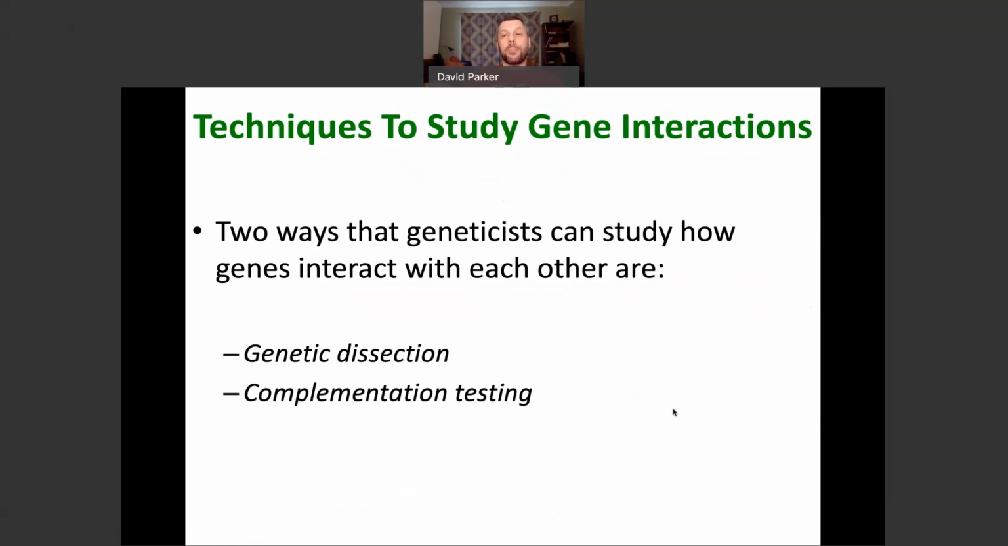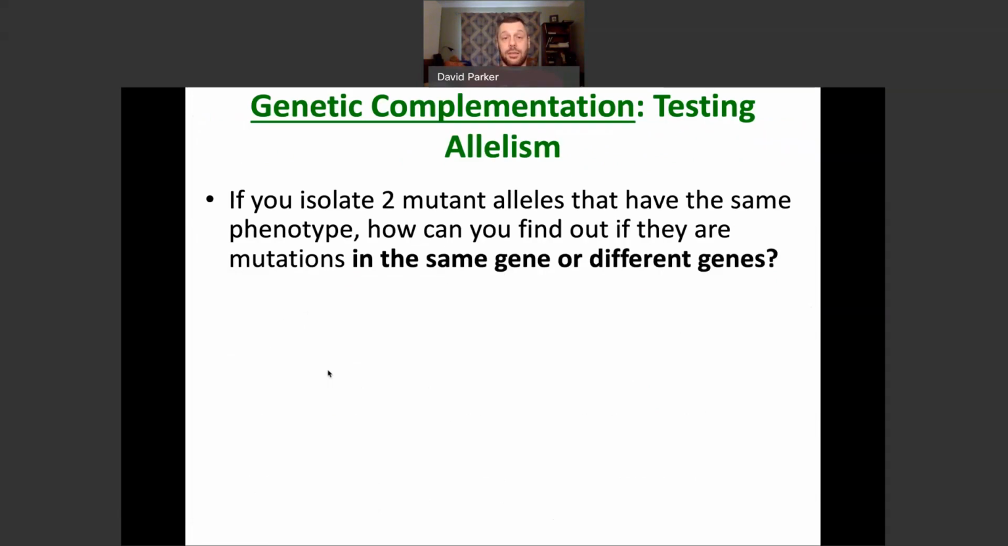Okay, the one other technique I want to talk about is complementation testing, which is essentially a simple way to answer this question. If I isolate two mutant alleles that have the same phenotype, there's a possibility that I basically made two different mutants in the same gene. Or I could have made mutants in two different genes that are involved in the same phenotype. And in order to figure that out, you can do what is called a complementation test.